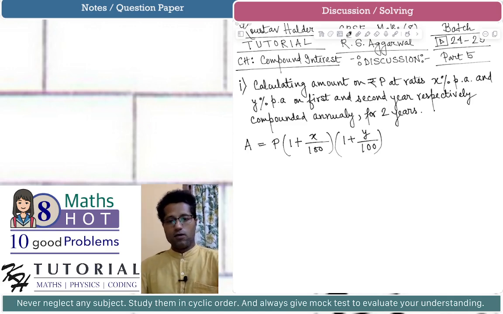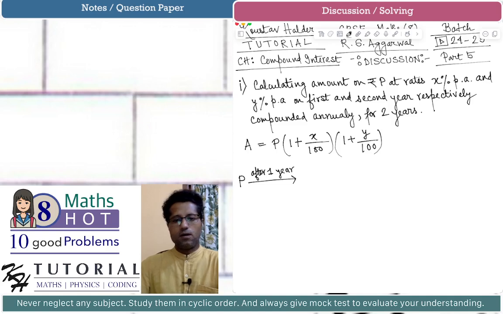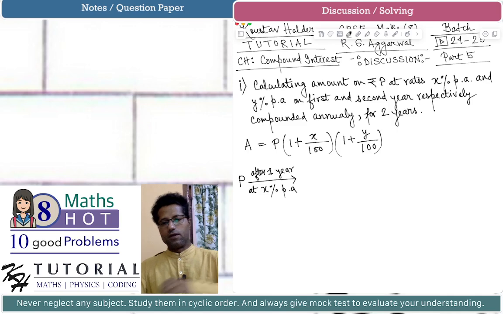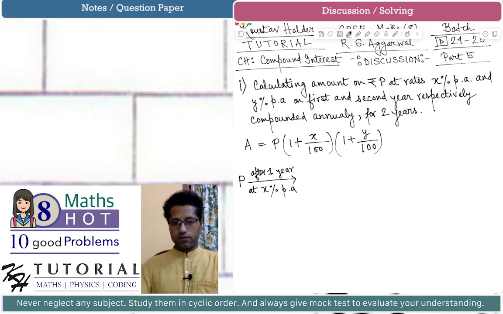Okay, so how is this formula coming? We start from the original principal P, and since the interest is being compounded annually, after 1 year at X% per annum, the interest calculated after 1 year will be at the rate X% per annum on the principal P.